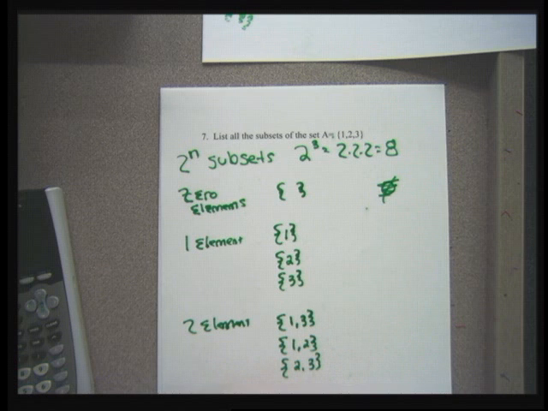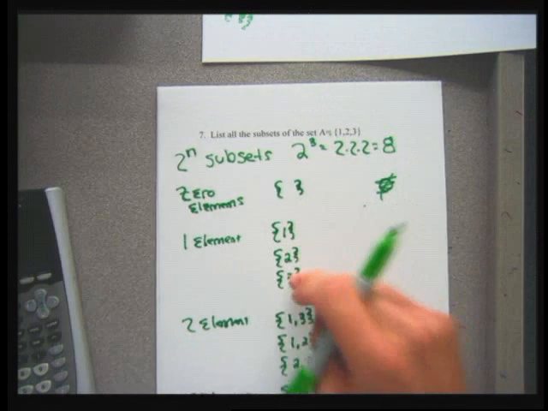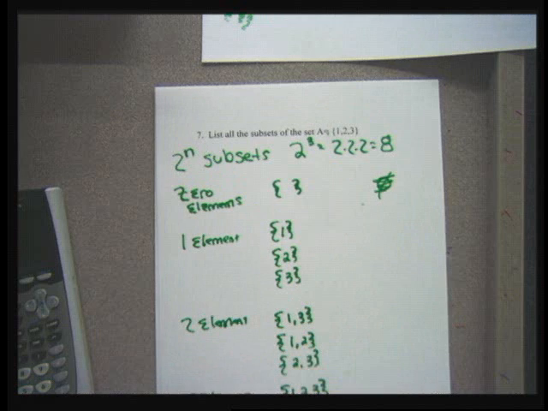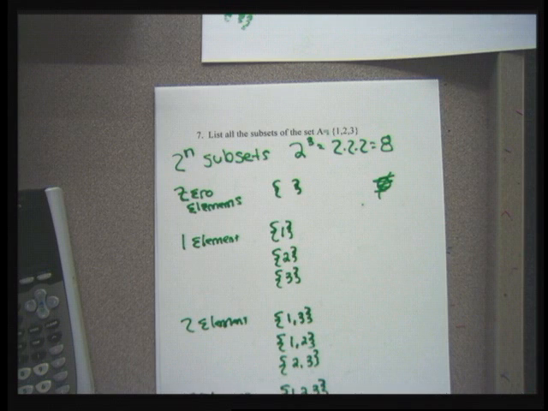And there's subsets that have 3 elements, and that's the whole set itself. Every set is a subset of itself. It's not a proper subset, but it's a subset. And if I count there, I have 1, 2, 3, 4, 5, 6, 7, 8. So I have all 8 subsets, and that's how many I needed to have. So those are all the subsets of that set A.